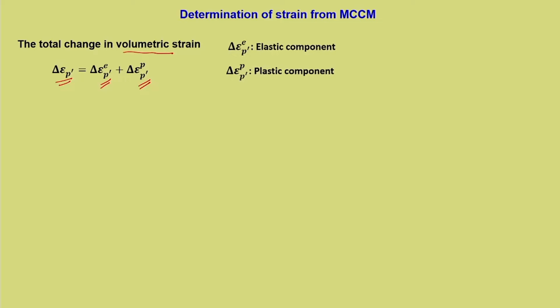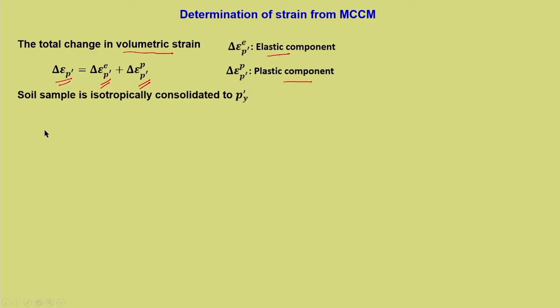Okay, so let's move on to the subject, that is, determination of strain from MCCM. As I told, there are two parts, one is the volumetric strain and the other is the deviatoric strain. The total change in volumetric strain can be represented as delta epsilon p' equal to delta epsilon p' e, which is the elastic part, plus delta epsilon p' p, which is the plastic part. This is the elastic component and this is the plastic component. The summation of the two gives the total change in volumetric strain.